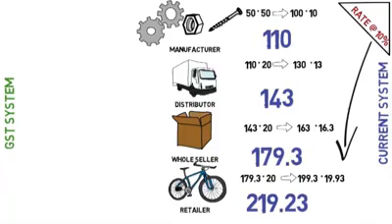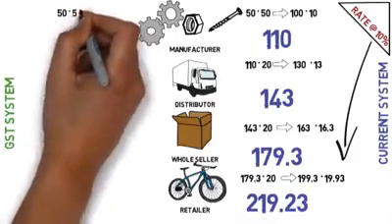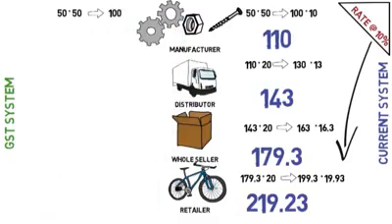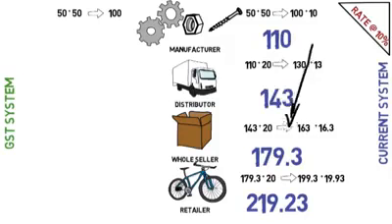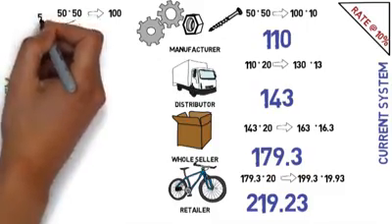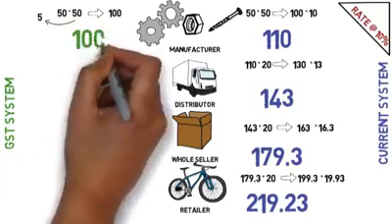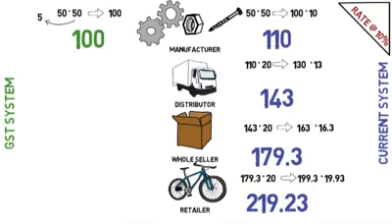Now we will take the same example in the GST system. Raw material of 50 rupees and the manufacturing value of 50 rupees make the product of 100 rupees. But this time, the manufacturer has to pay taxes only on the value added by him, which is 50 rupees. So he pays 10% of 50, which is 5, as tax from his profit. But the selling price will not increase and the cost of the product for the distributor is 100 rupees only.